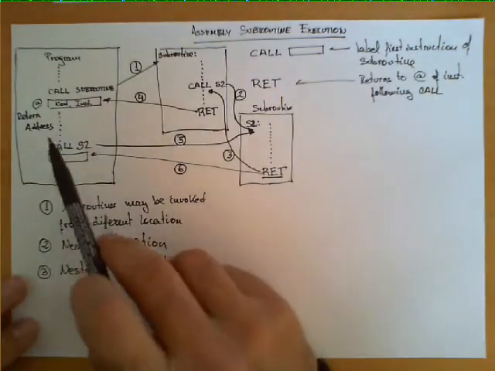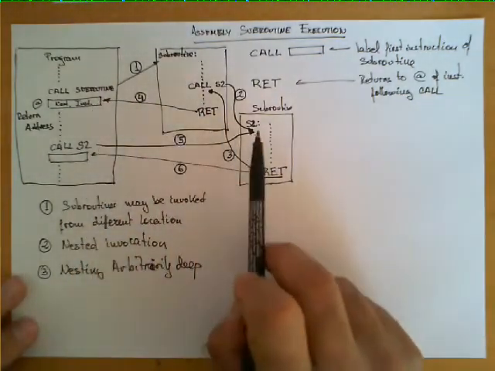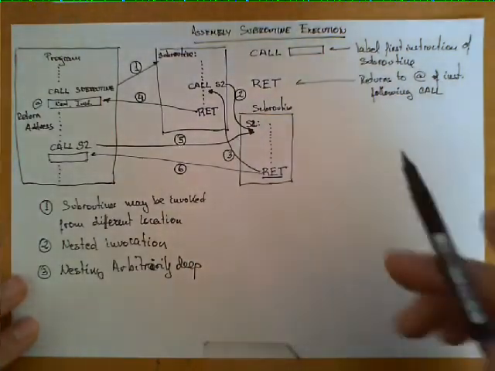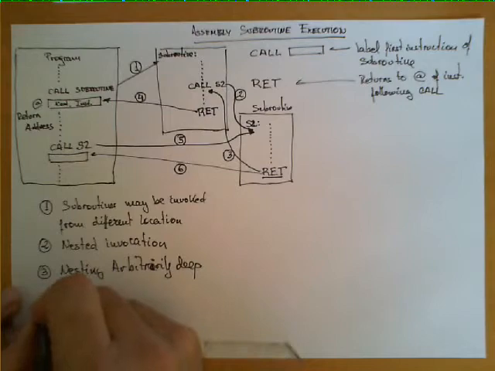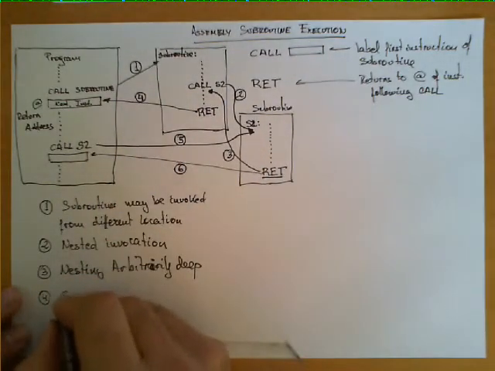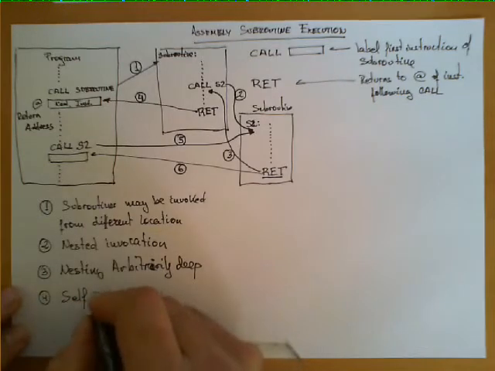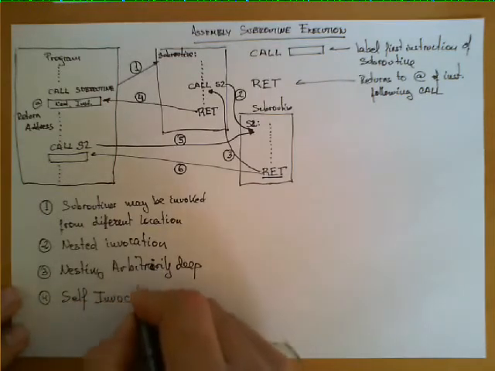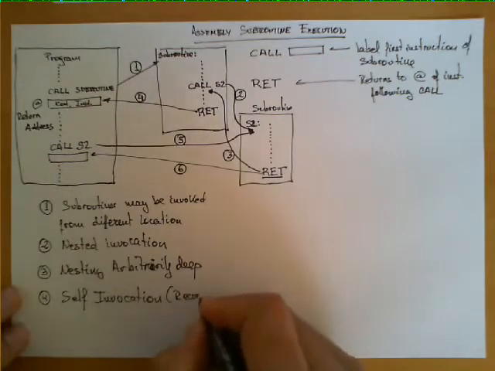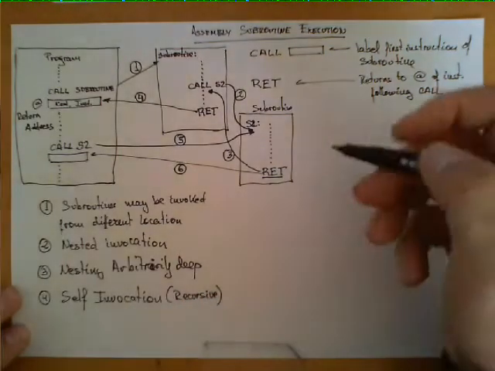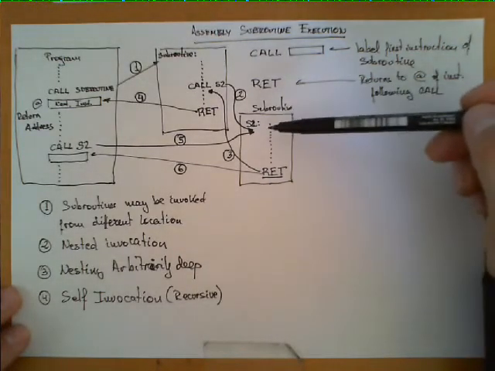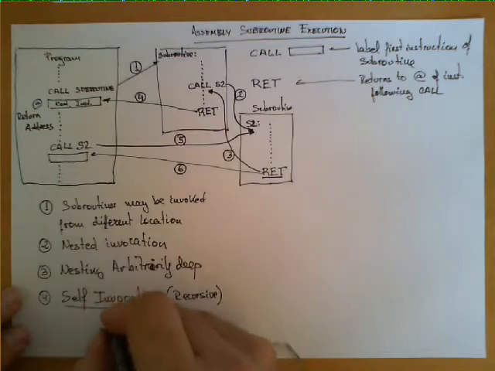Arbitrarily deep. So this example is with the depth of 2, but I could have this subroutine calling another one, and so on and so forth. And finally, an observation that is very important, which is not illustrated here, is that we could be facing a situation of self-invocation, or what are also known as recursive functions. So these are subroutines that invoke another subroutine that happens to be itself. And that's what we mean by self-invocation.